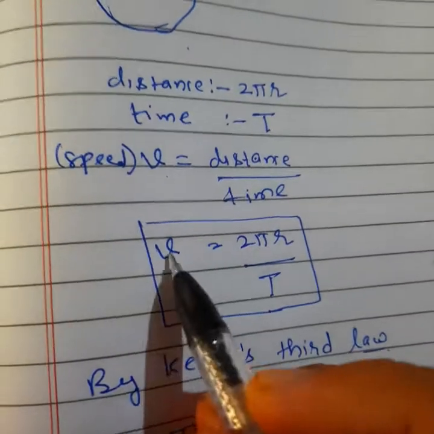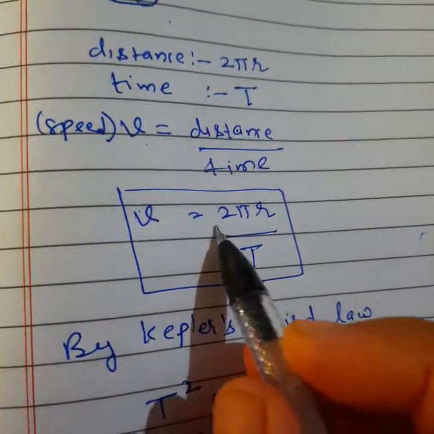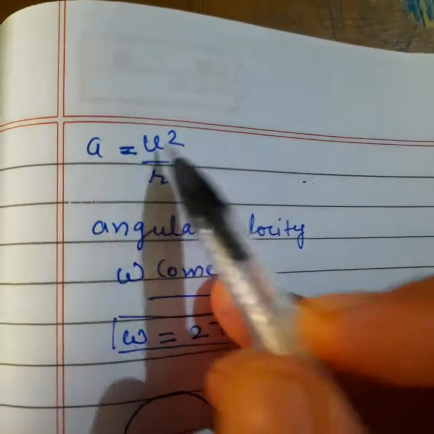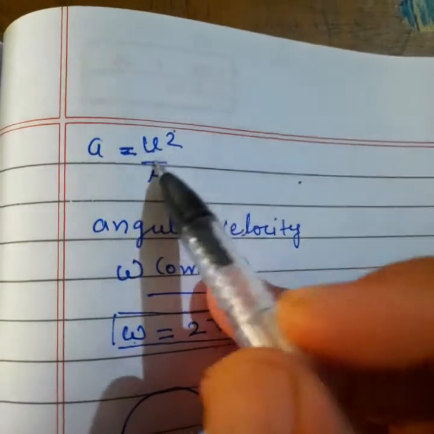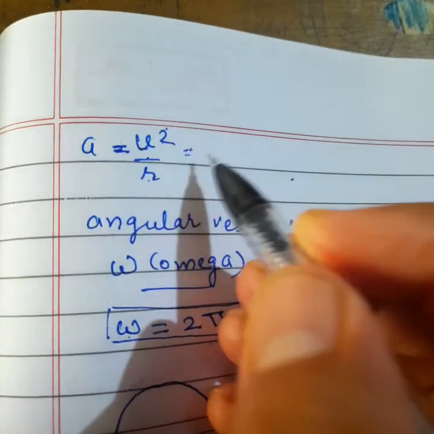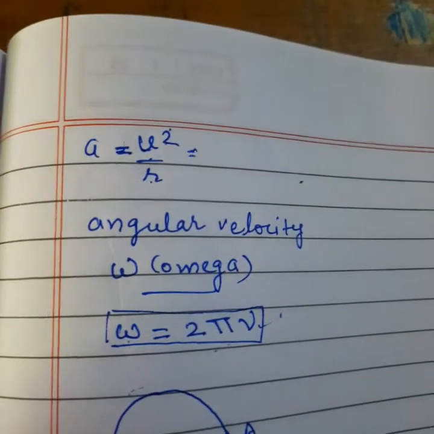And velocity, we can say speed, is equal to 2 pi r divided by time. Clear? Angular velocity is 2 pi mu, where mu is the frequency. Acceleration is equal to v square divided by r, meaning speed square divided by r. Say yes or no? Now come to the derivation part.